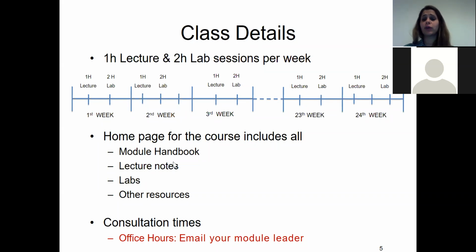So you will find there the module handbook that has all the details about the dates when you need to submit whenever you've got an assessment, the lecture notes, the labs, and any other resources, for example the submission links, the tests that you might need to attempt, and all of that.